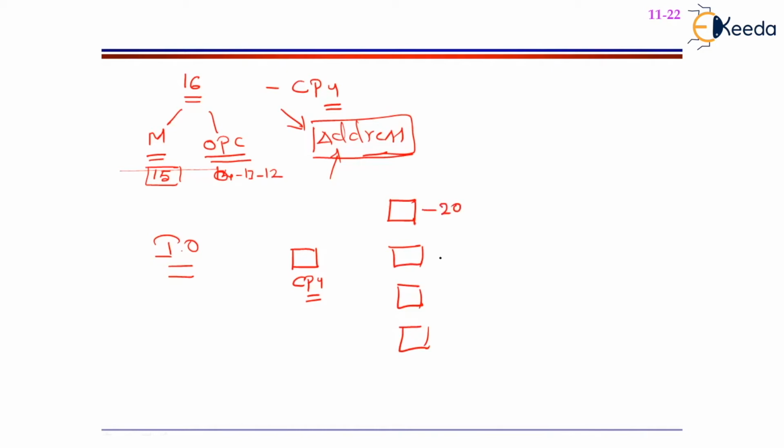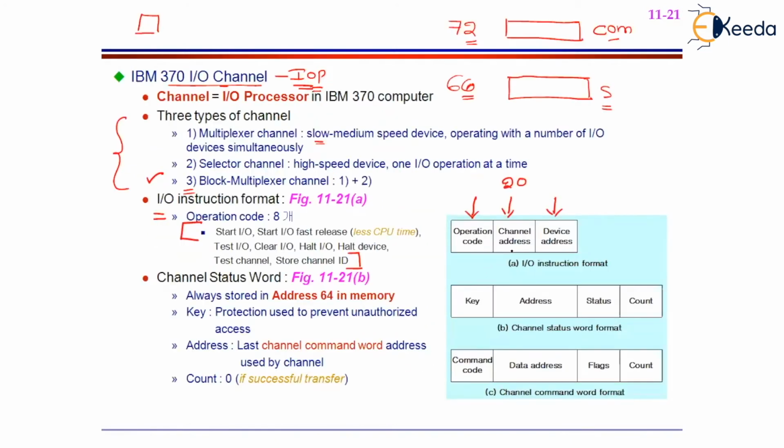Let us say this is 20, this is 40, this is 60, this is 80. These are the unique addresses that are given to each of these IO processors. This channel address is going to specify the address of the specific channel to which the current transfer has to be initiated, followed by the device address.